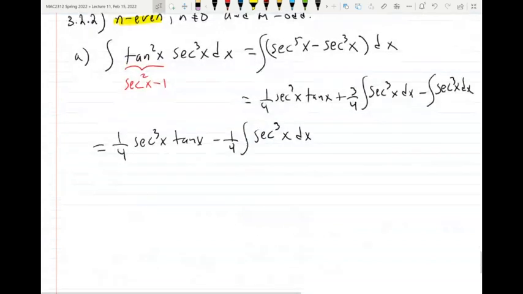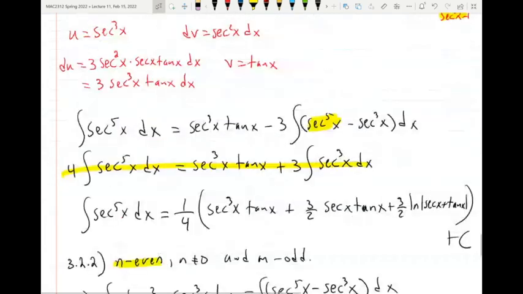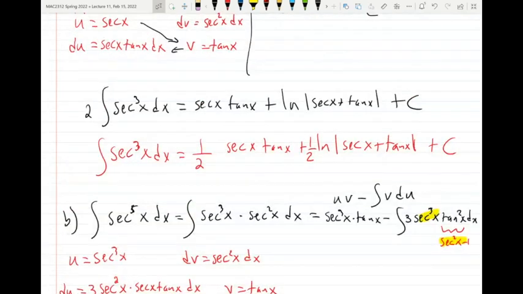Okay, and now that we have this, we just put here the integral of secant cubed. What was the integral of secant cubed? It's not so hard to remember, so you may want to remember this one as well. It's 1/2 secant tangent plus 1/2 the integral of secant, which is the natural log of secant plus tangent. You may want to remember that.